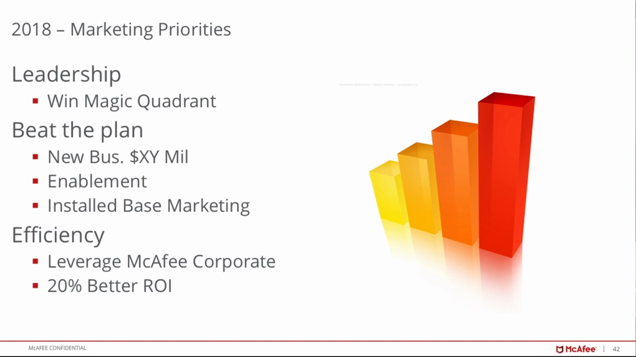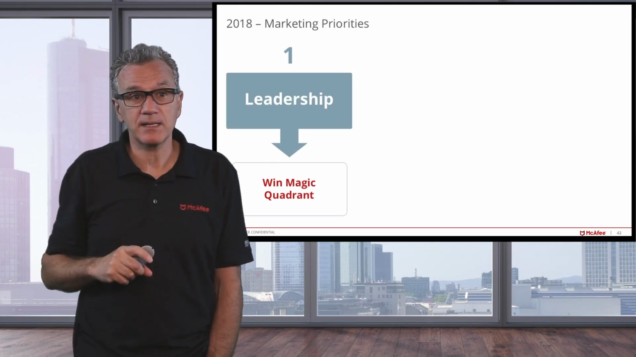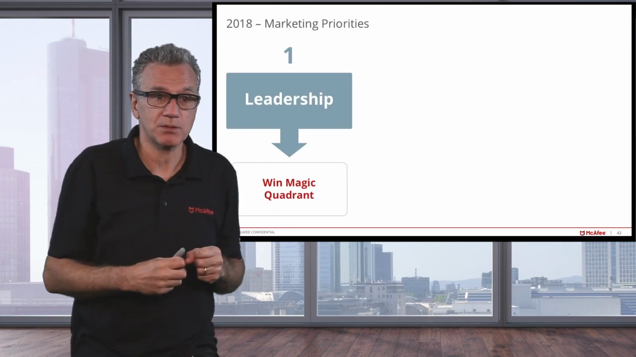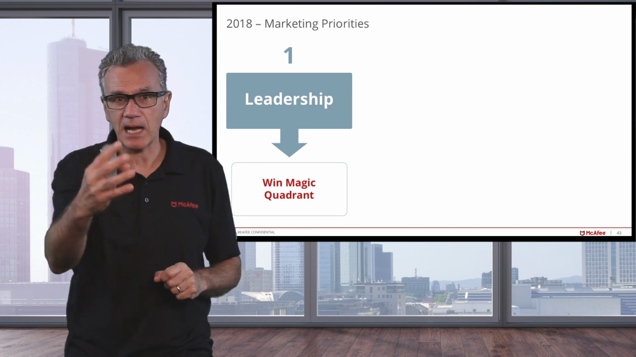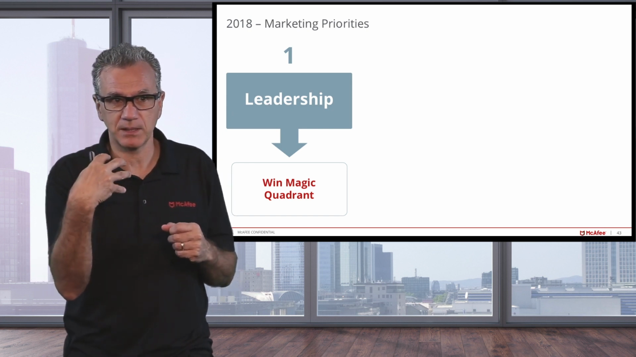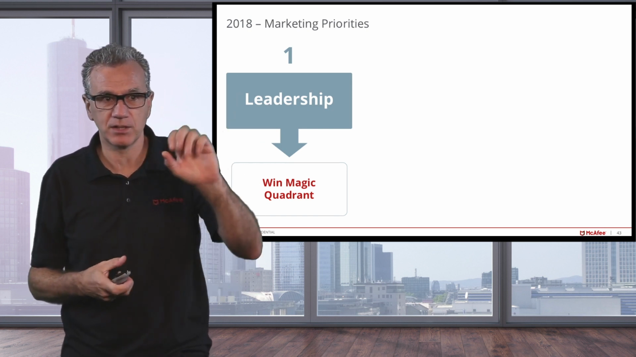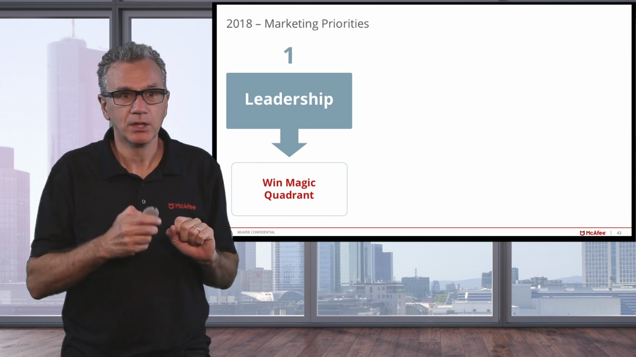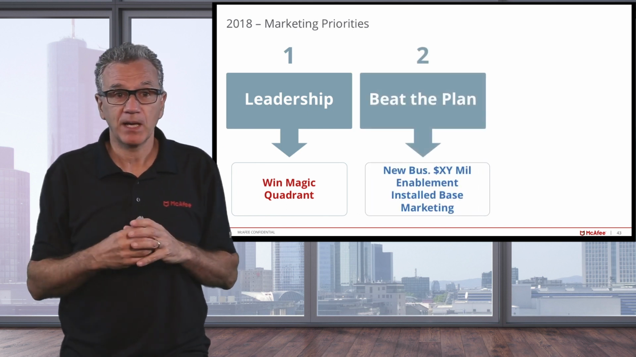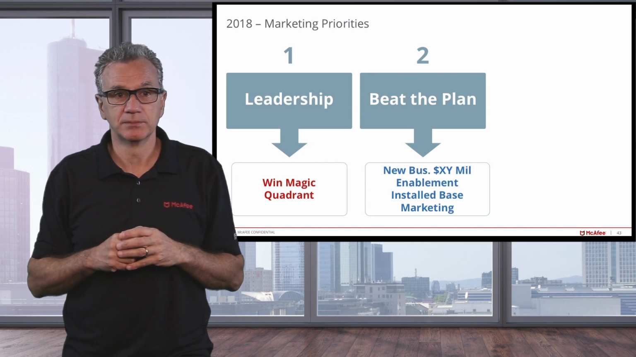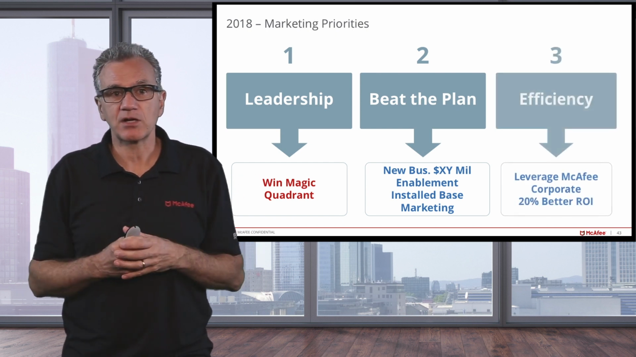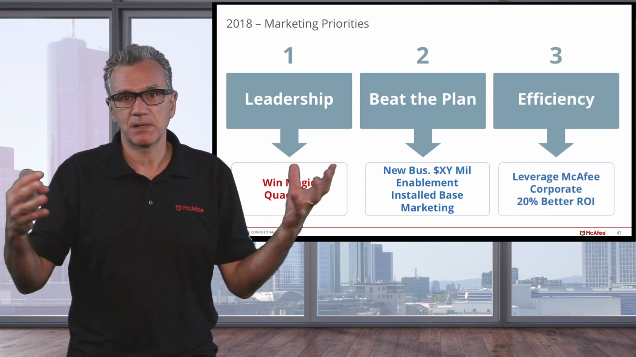So the better way to do even a simple slide like this is to put a little box there and say, first of all, we're going to talk about leadership. We're trying to win the Magic Quadrant. Okay, now you're following me, you're listening to me, right? That's just an aid on the screen to remember what we're talking about. Then you're going to beat the plan. And to beat the plan, this is what we're going to do. And finally, we're trying to get more efficiency by leveraging blah, blah, blah, blah.